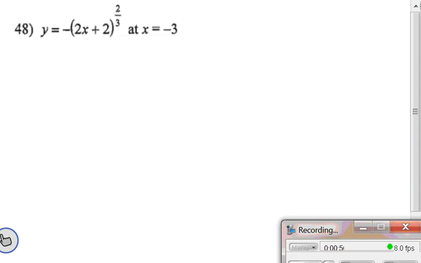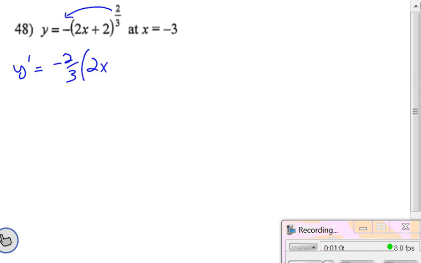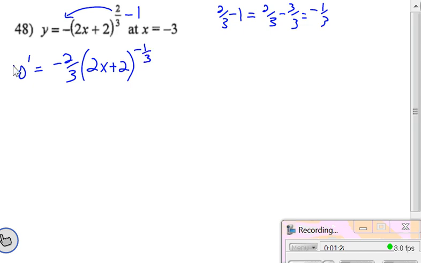Okay, 48 says find the derivative at a given value of x equals -3. So first we're going to do y prime. So y prime, 2/3 times the front, that's -2/3, 2x plus 2, and then we have to subtract 1 from 2/3. So over here, 2/3 take away 1, that's 2/3 take away 3/3, which is -1/3. Okay, we're not done taking the derivative yet.